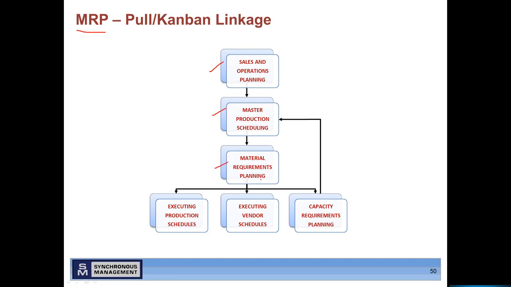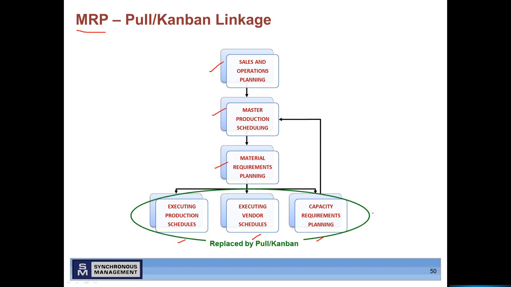Run it through a program that then goes down, explodes your bill of materials and tells you what you need to buy, what you need to make, and do you have the capacity? So what do I need to make, what do I need to buy, and then do I have the capacity to do it? And if I don't have the capacity, you feed that back into your master schedule and adjust it until it fits.